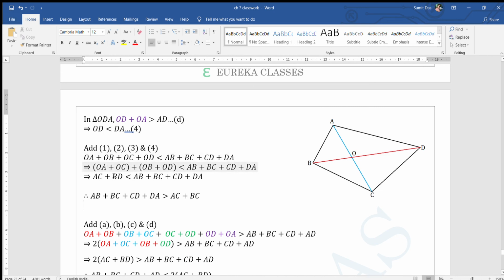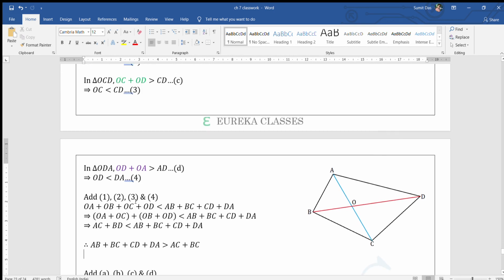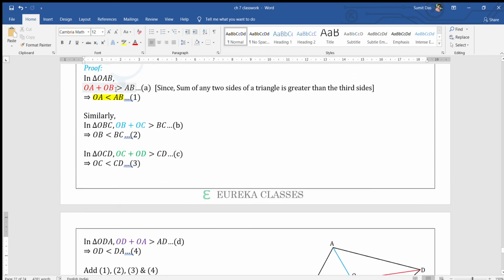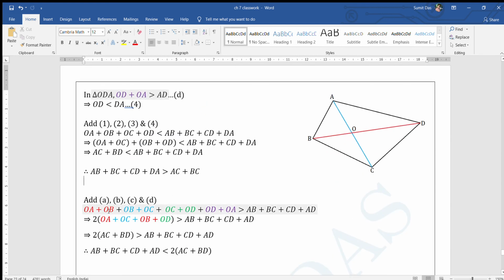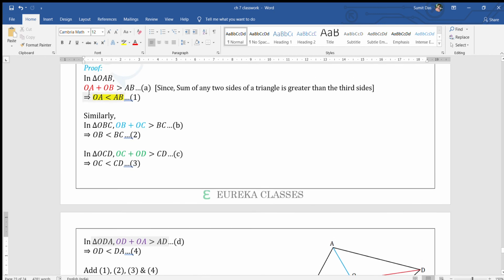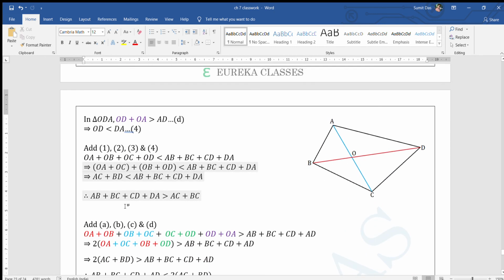For number two, I'm adding small a, b, c, d. Where are they? OA plus OB, OB plus OC, OC plus OD, and OD plus OA. I'm adding all these. You can see I've marked with colors: red, blue, green, and violet. I'm adding all of them here, which is greater than AB plus BC plus CD plus DA.